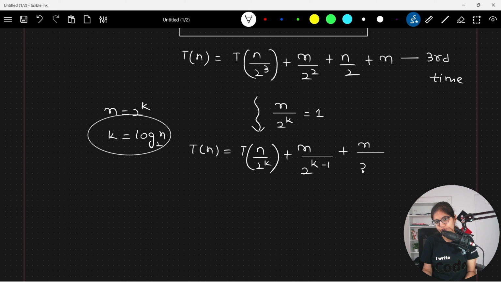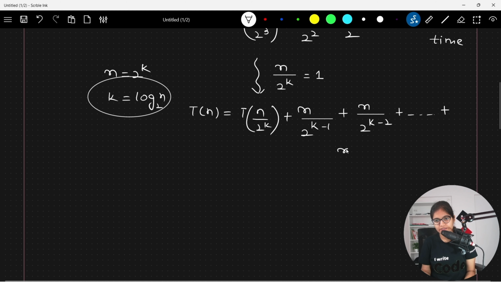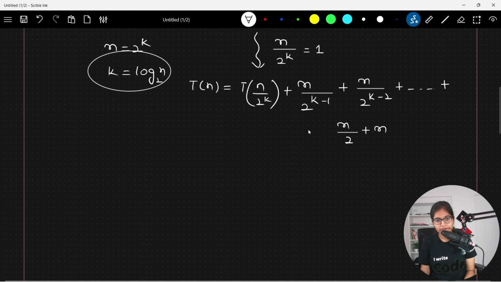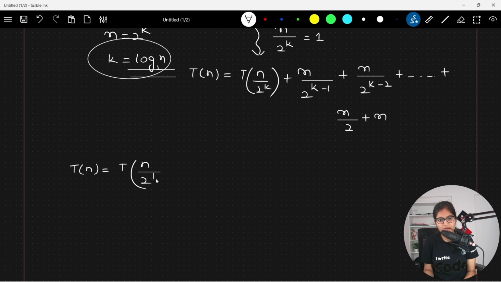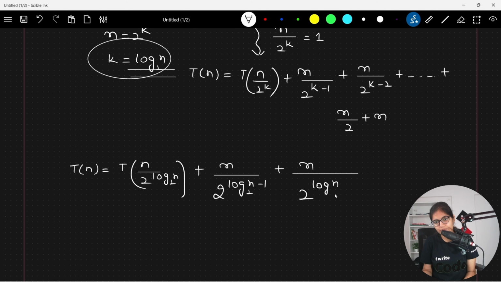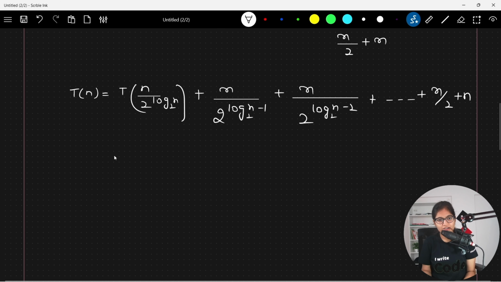Plus n by 2 to the power k minus 2, and so on, and at the very end the result is n by 2 plus n. Here we can replace this value of k with log of n base 2, which we have already evaluated. So T(n) equals T(n by 2 to the power log n base 2) plus n by 2 to the power log n base 2 minus 1 plus n by 2 to the power log n base 2 minus 2, and so on, plus n by 2 plus n.